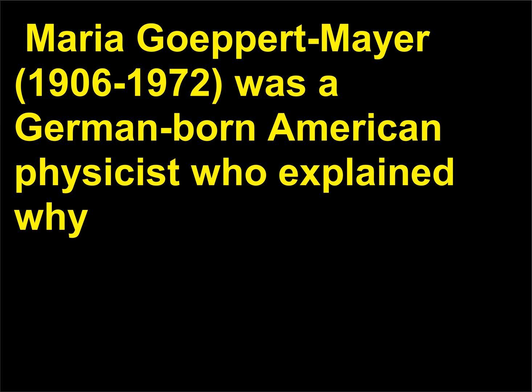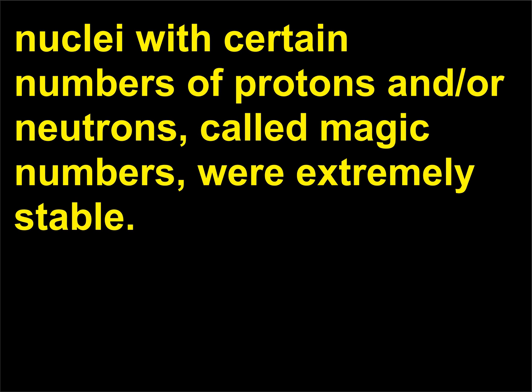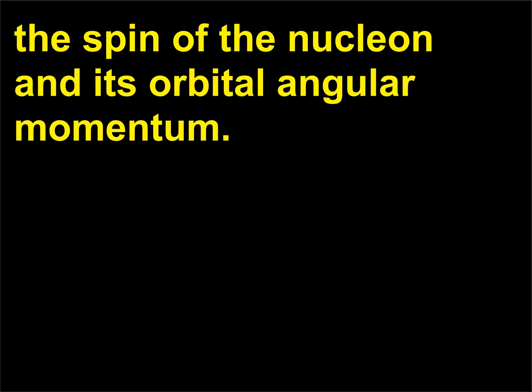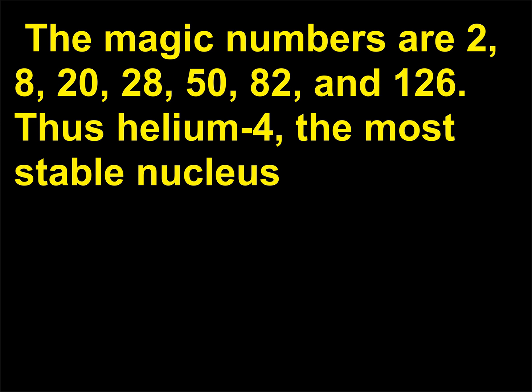Maria Geppert-Meyer, 1906–1972, was a German-born American physicist who explained why nuclei with certain numbers of protons and/or neutrons, called magic numbers, were extremely stable. Her theory showed that the nuclear force depended on both the spin of the nucleon and its orbital angular momentum. The magic numbers are 2, 8, 20, 28, 50, 82, and 126.